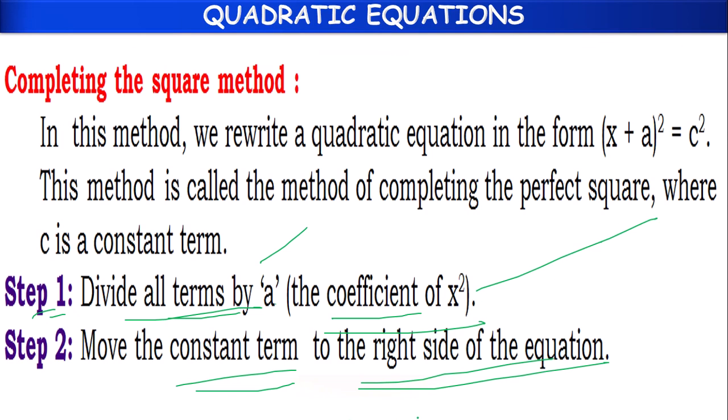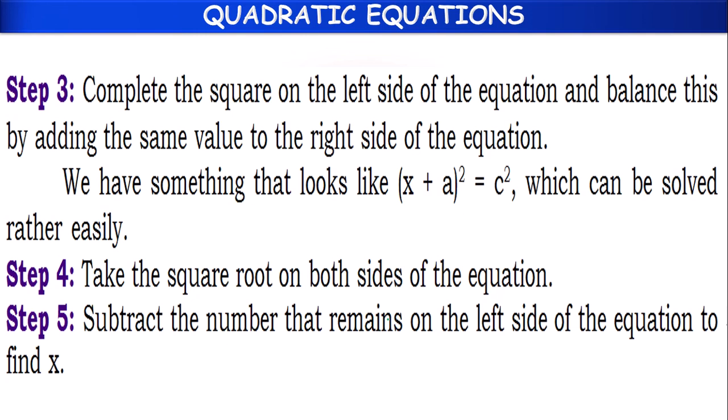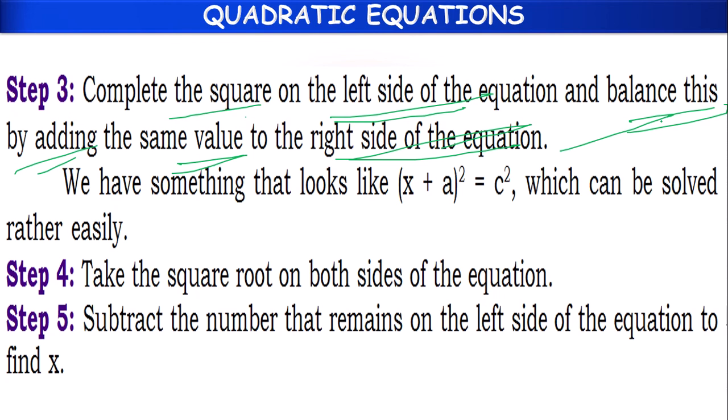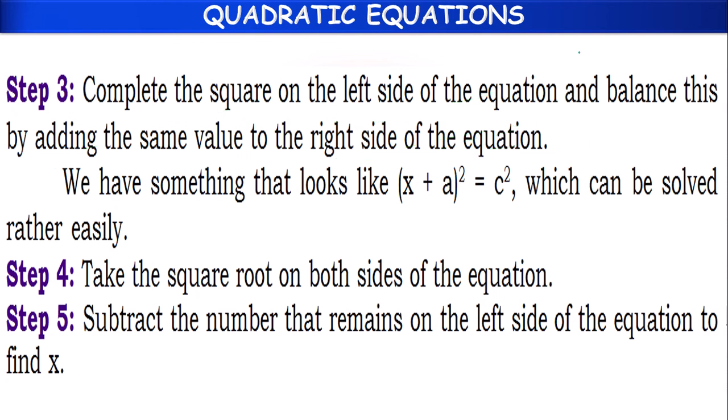Move the constant term to the right side of the equation. First, we have to divide all the terms by a, then move the constant term to the right side of the equation. Then step 3, complete the square on the left-hand side of the equation. Balance this by adding the same value to the right side. If on the left side we are not able to write it as a square, we have to add some value to the left side, and the same value to be added to the right side of the equation.